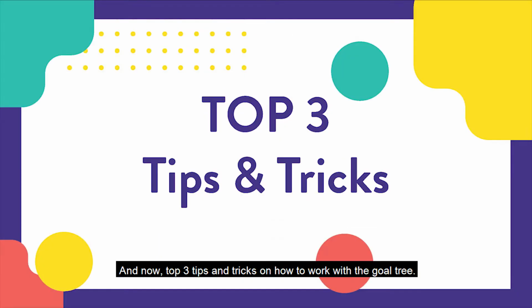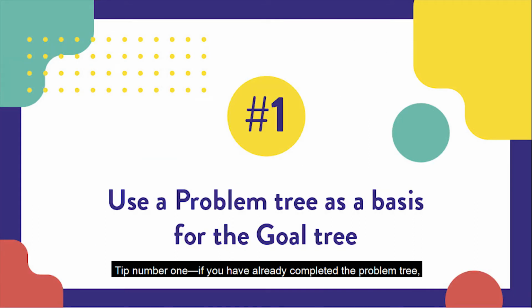And now, top 3 tips and tricks how to work with the goal tree. Tip number 1. If you have already completed a problem tree, you can choose the problem and turn it into a positive goal from that tree. So you can also develop the goal tree as a mirror image of your problem tree.